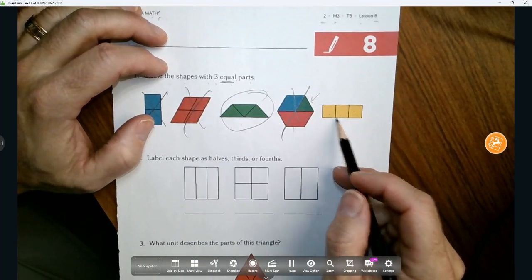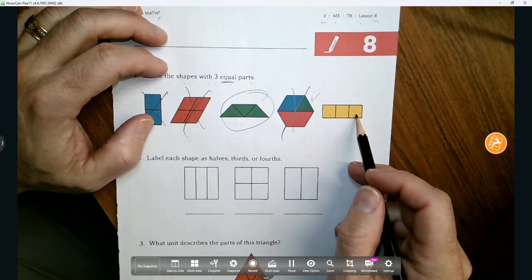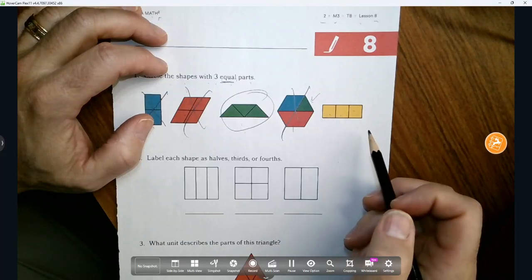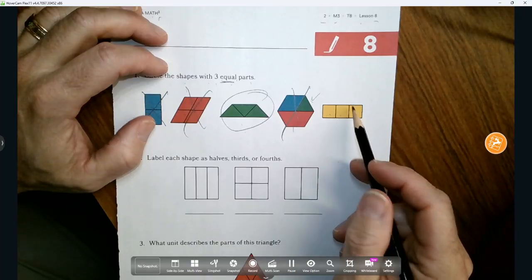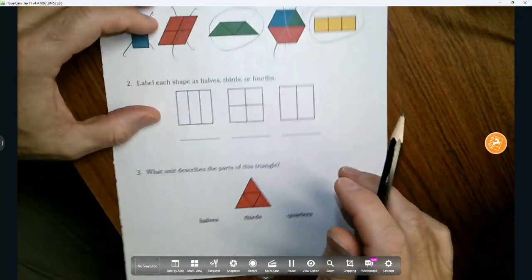If we look over here, 1, 2, 3. Do they look like they have about the same size? We're not asking you to measure. These look like they're good. So we're going to go ahead and circle those.